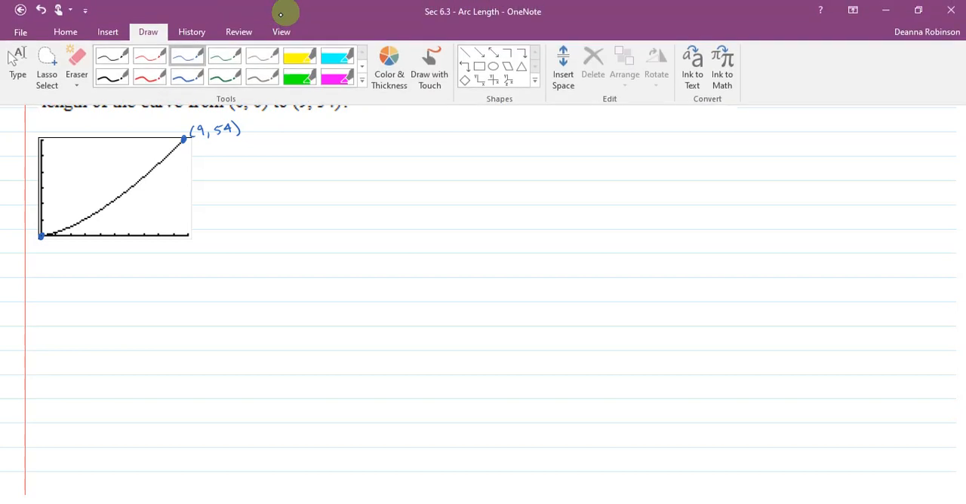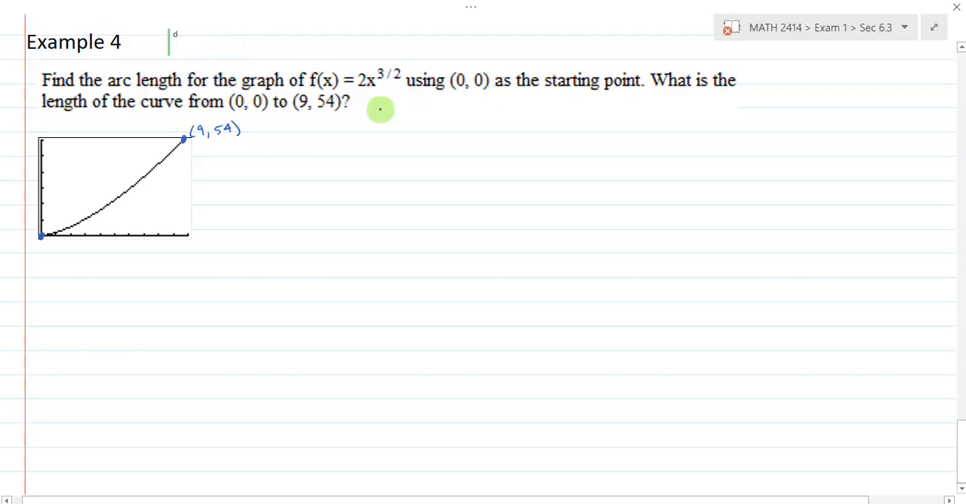So let's start with the scratch work. We've got to start by finding the derivative of the function. So f of x is equal to 2x to the 3/2 power.